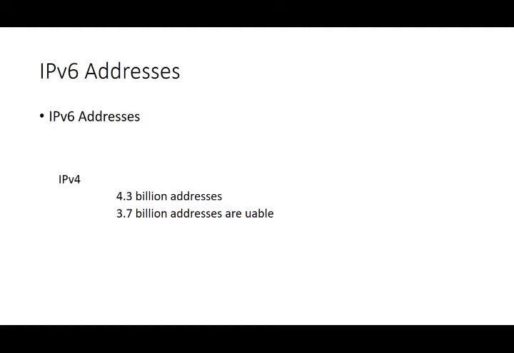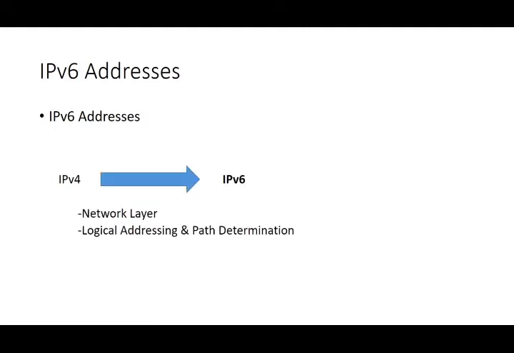We have had many years to perform a migration to IP version 6, but there are differences between IP version 4 and IP version 6. They are both network layer protocols, designed for logical addressing and path determination. So they do the same thing, but IP version 6 was developed with the thought in mind that we were limited in our IP address space. Since we were redesigning the protocol, we were able to make some modifications that made it even more efficient than IP version 4. So in other words, we learn from our mistakes.